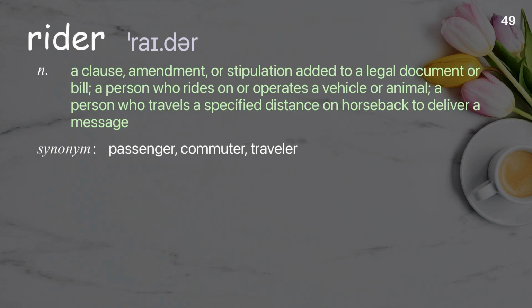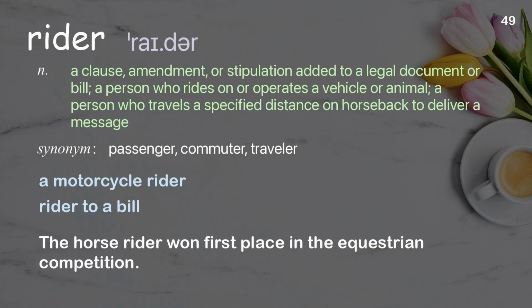Rider. A clause, amendment, or stipulation added to a legal document or bill. A person who rides on or operates a vehicle or animal. A person who travels a specified distance on horseback to deliver a message. Examples: a motorcycle rider, rider to a bill. The horse rider won first place in the equestrian competition.